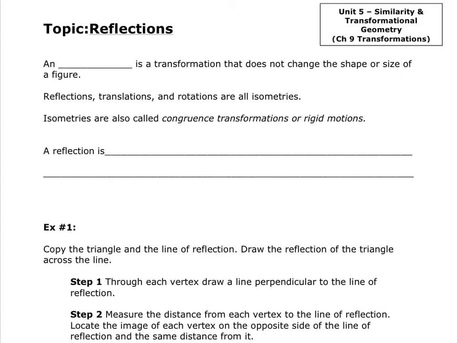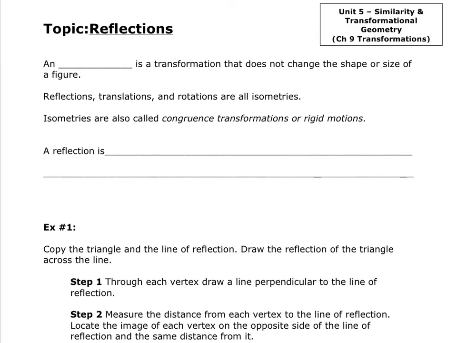Hey guys, today we'll be talking about reflections, starting our new unit called transformations. And we'll be doing reflections, translations, transformations, all those types of things. Okay, but we'll start with reflections today.